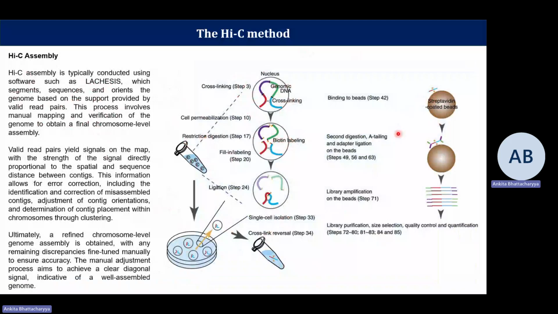Ultimately, what you get is a refined chromosome level genome assembly, with any remaining discrepancies fine-tuned manually to ensure accuracy. The manual adjustment process aims to achieve a clear diagonal signal indicative of a well-assembled genome.